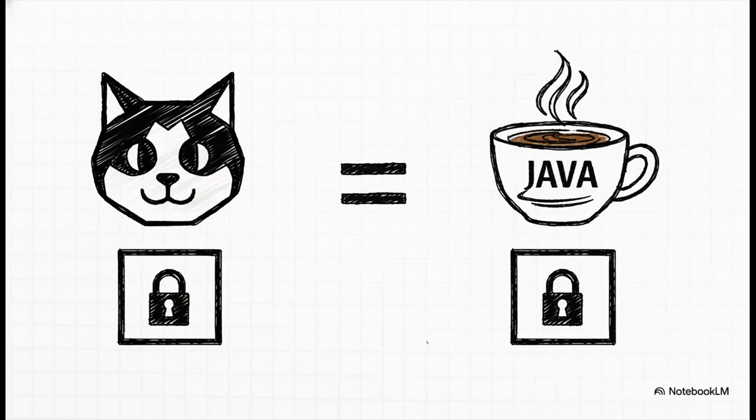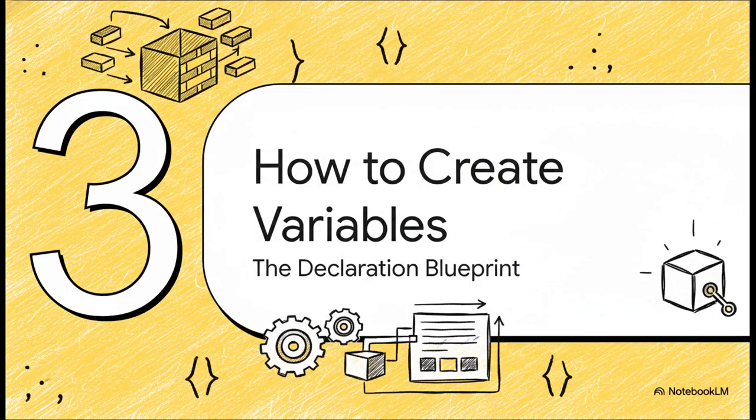Got it? Oh, and hey, a quick little pro tip here. If any of you are coming over from Java, you'll feel right at home. The val keyword in Kotlin is pretty much the exact same idea as using final in Java. Same job, different name.